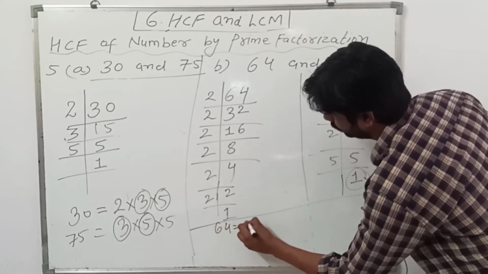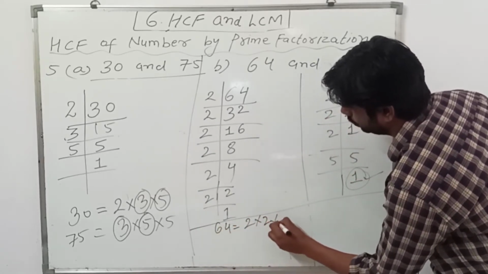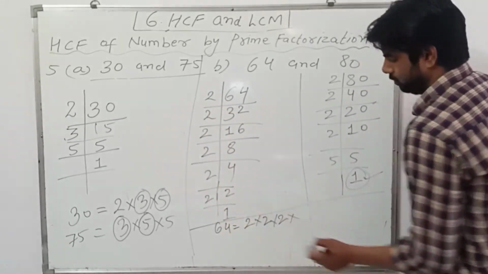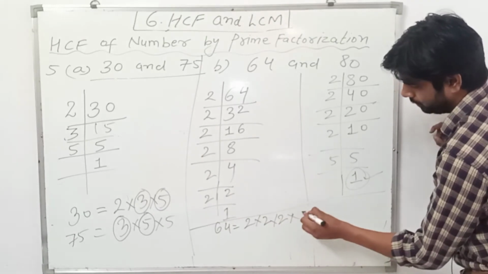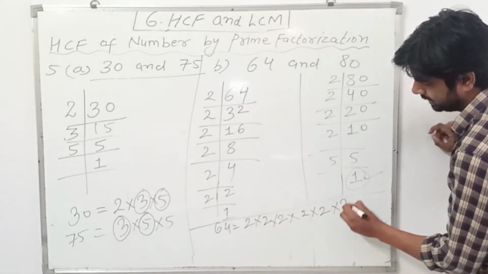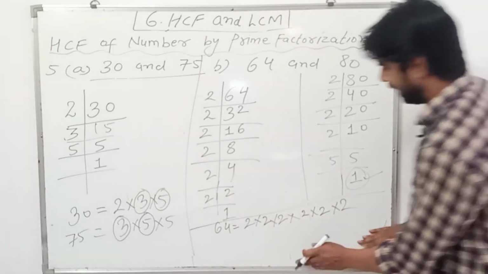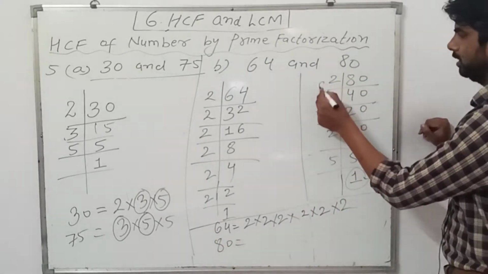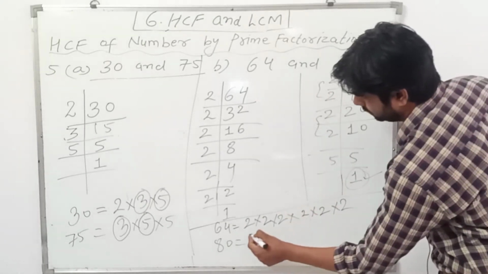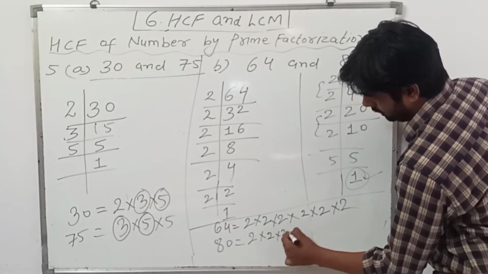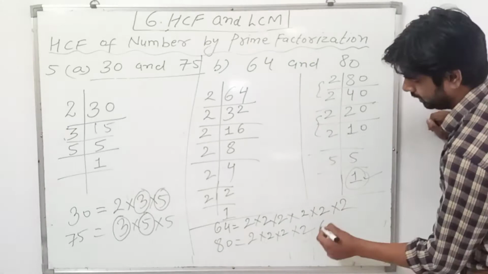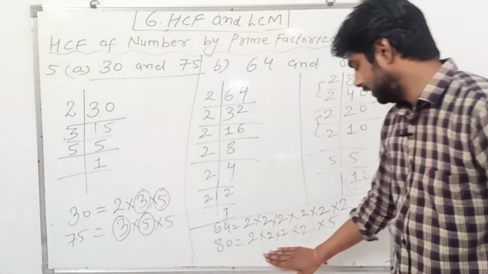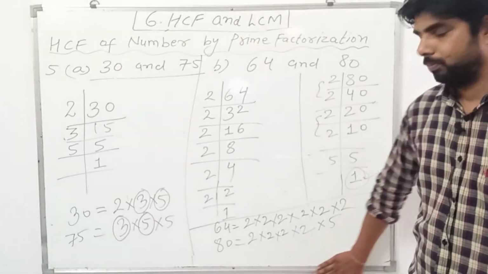64 is equal to 2 into 2 into 2 into 2 into 2 into 2. Okay, 1 2 3 4 5 and 6. 6 2s are there. Next we have to write this 80 also as the product of numbers, that is 1 2 3 4, that is 1 2 3 4 and 5 is also there. Now what we have to find? We have to find common numbers between both the products.